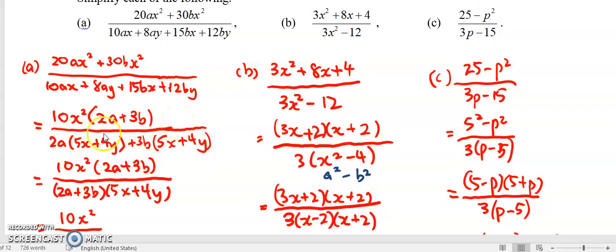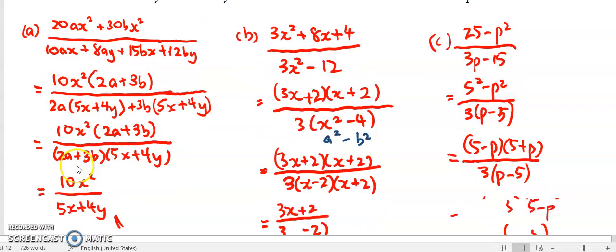Okay, so if we compare the denominator now, at this step, 5x plus 4y, we can factorize out the whole bracket. Okay, and then we'll be left with 2a plus 3b bracket, and then 5x plus 4y bracket. So after this step, you will see that in the numerator 2a plus 3b and 2a plus 3b are common factors. Okay, so now we are left with a simplified form of this fraction, 10x squared over 5x plus 4y.